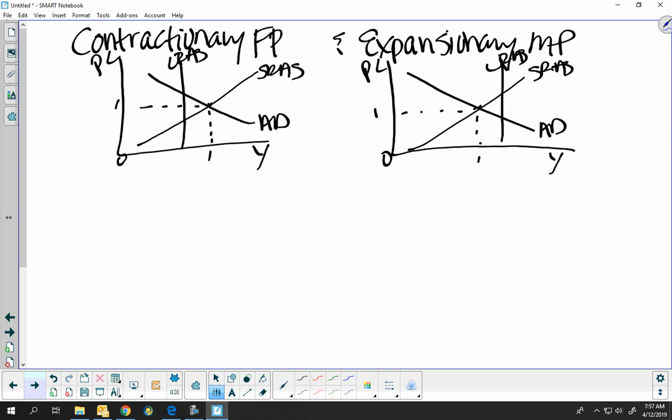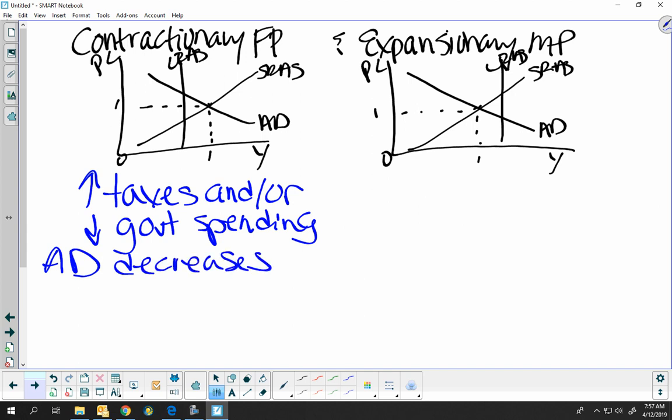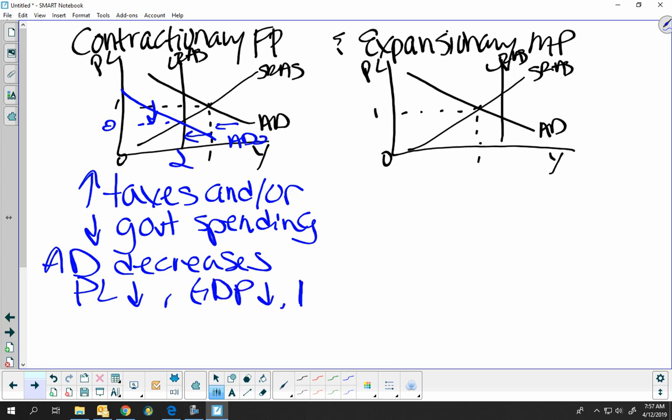Contractionary fiscal policy, they're trying to slow down spending and slow down aggregate demand. The two tools of fiscal policy that will contract it are higher taxes and or less government spending. That combo is going to decrease aggregate demand. Left, like on this graph up here, closes that inflationary gap, which is exactly what we wanted to do. Aggregate demand decreases, price level goes down, real GDP goes down, unemployment rate's going to go up.